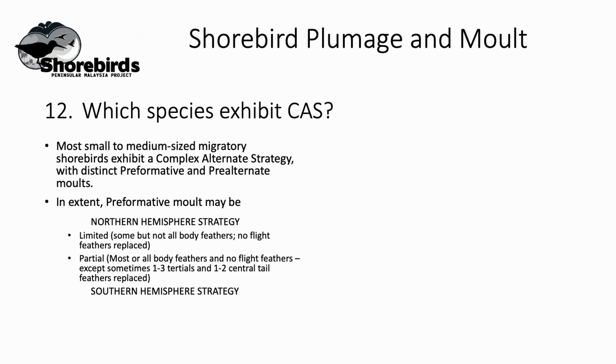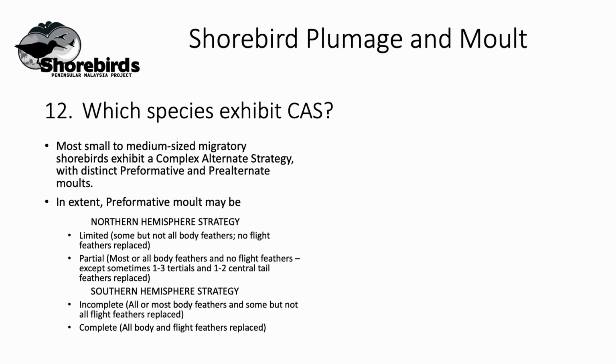In the Southern Hemisphere strategy, it's more extensive. So then the preformative molt can be incomplete with all or most body feathers and some but not all flight feathers replaced, or it can be complete, as I mentioned with the pectoral sandpiper and oriental pratincole, with all body and flight feathers replaced.